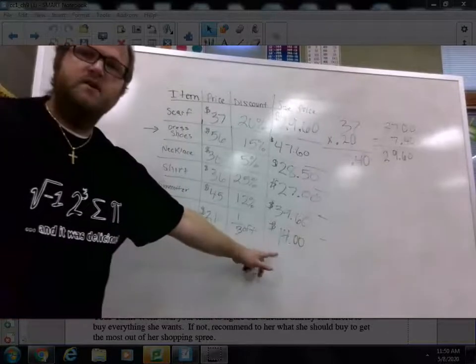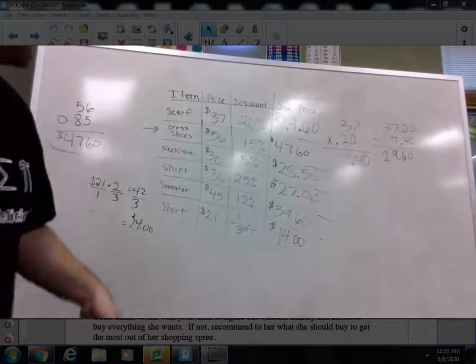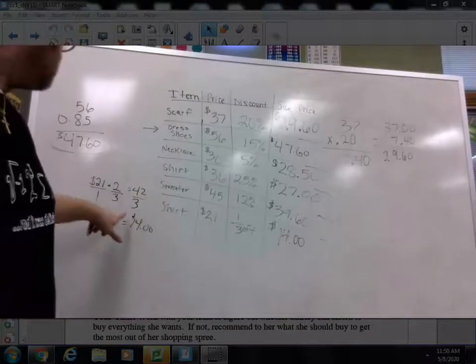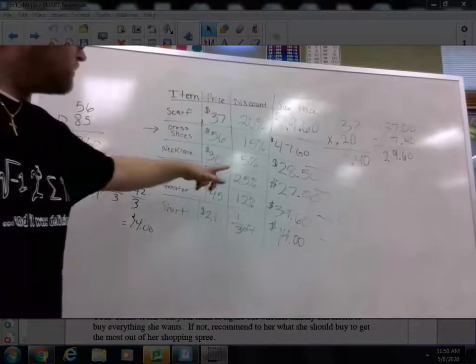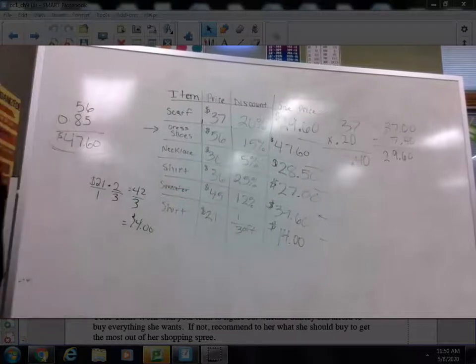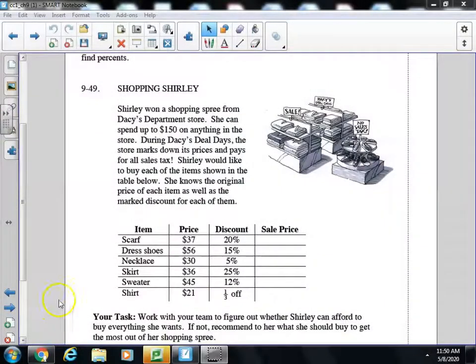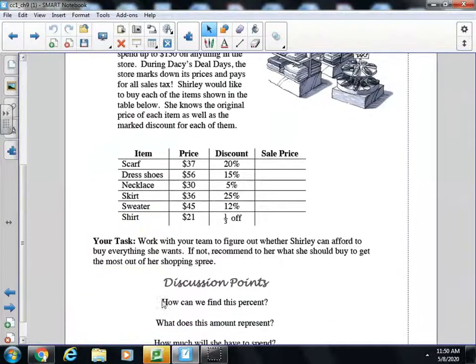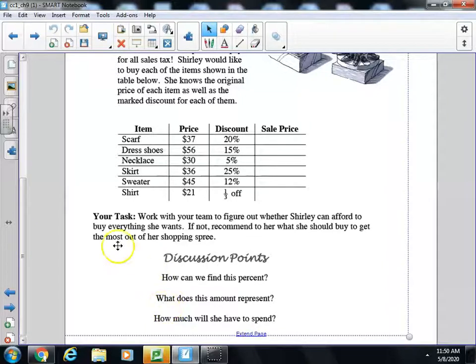And that's how we got this answer here. So remember, any value can be written as a fraction, a decimal, or a percent. Okay? So good job. So if we look at your task for the day, it says, work with your team to figure out whether Shirley can afford to buy everything she wants. If not, recommend to her what she should buy to get the most out of her shopping spree. So remember, she can only spend up to $150.